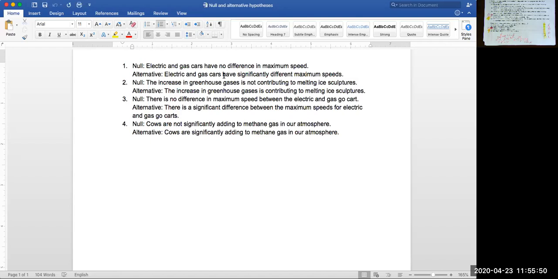Contributing to the melting, so it's more melting. It's not contributing to the melting. So it's going to be a status quo of melting based off of room temperature with nothing, versus more melting. So on second thought, this is actually a right-tailed, one-tailed test.